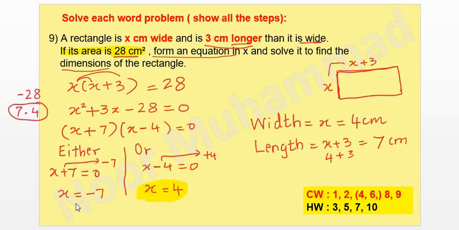So clearly you can see we were getting two values of x. One was negative, one was positive. As I already told you, whenever we are dealing with lengths, measurements, dimensions, we have to take the positive values of x. So x will be 4. This x is giving us the width, so it's 4 centimeters. If I want to get the length of this rectangle, that is x plus 3. So 4 plus 3 will give us 7 centimeters, the length of this rectangle.